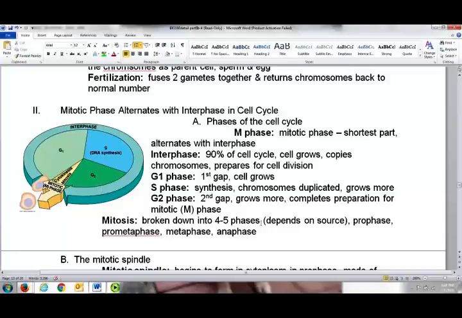And then mitosis itself is broken down into 4 to 5 phases. It depends which book you are looking at. You've got prophase, prometaphase, metaphase, anaphase, and telophase. So telophase, for some reason, deleted off of your notes. So you're going to want to make sure you add this term into your notes. And I have it highlighted in green here where it will go.